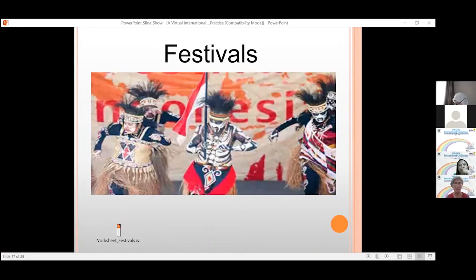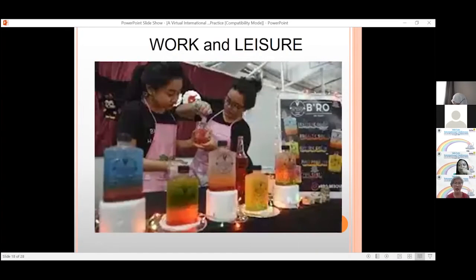And then the next point is about work and leisure, actually about part-time jobs for students in Indonesia and part-time jobs for students in Japan. Usually they have part-time jobs in a cafe, and so they shared a discussion about this.